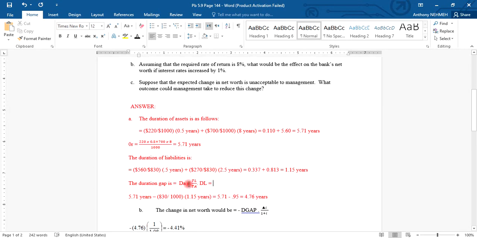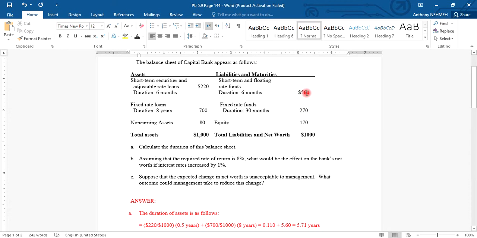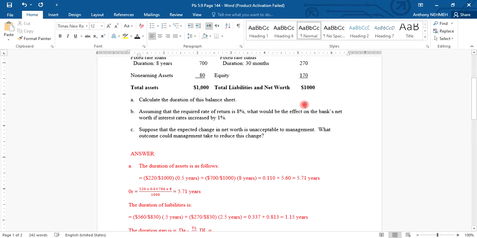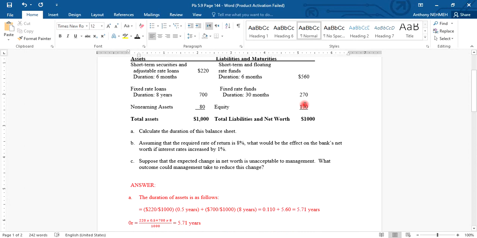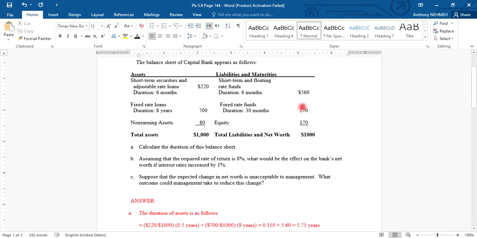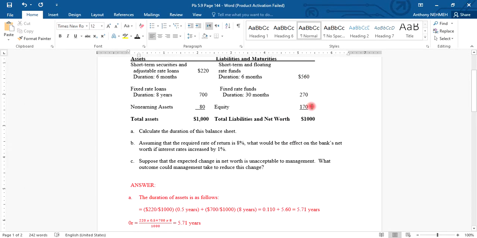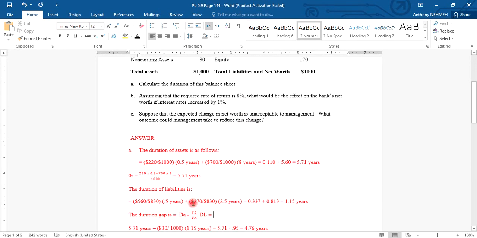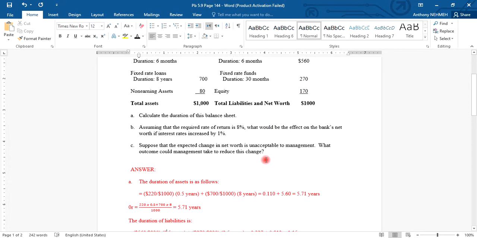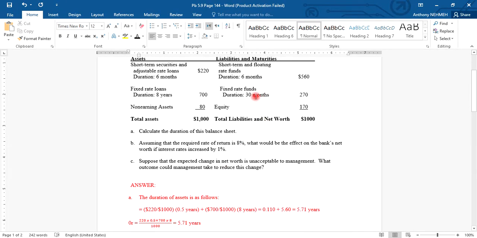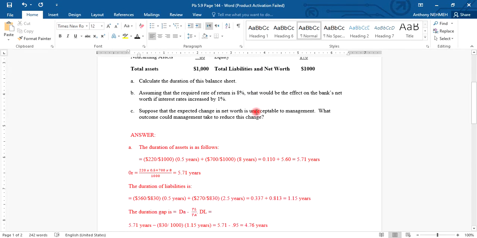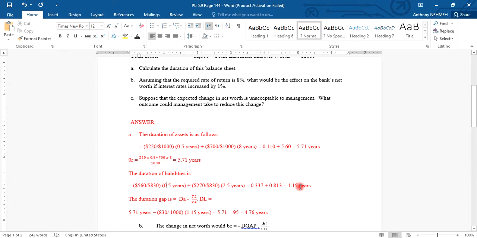The duration of liabilities is the same concept: 560 over total liabilities, and not total liabilities and net worth. Total liabilities means 560 plus 270, I will get 830, or total liabilities is equal to 1000 minus 170. So 560 over 830 times 0.5, plus 270 over 830 times 30 months, which is 30 over 12, equal to 2.5, and I will get 1.15.